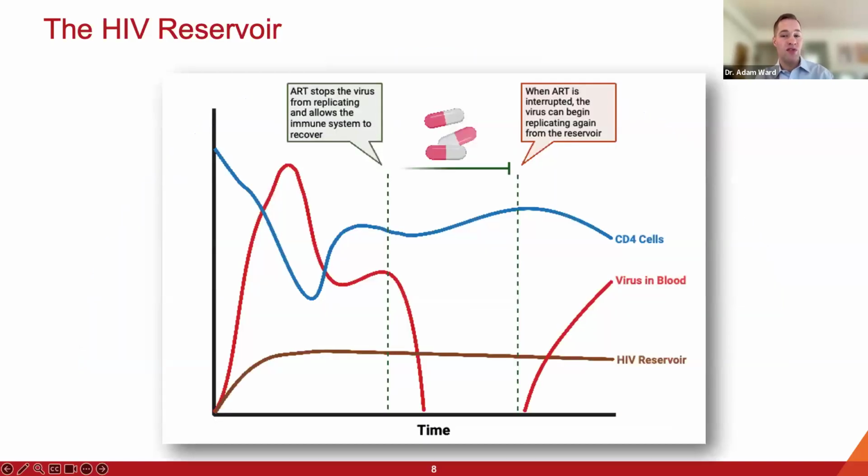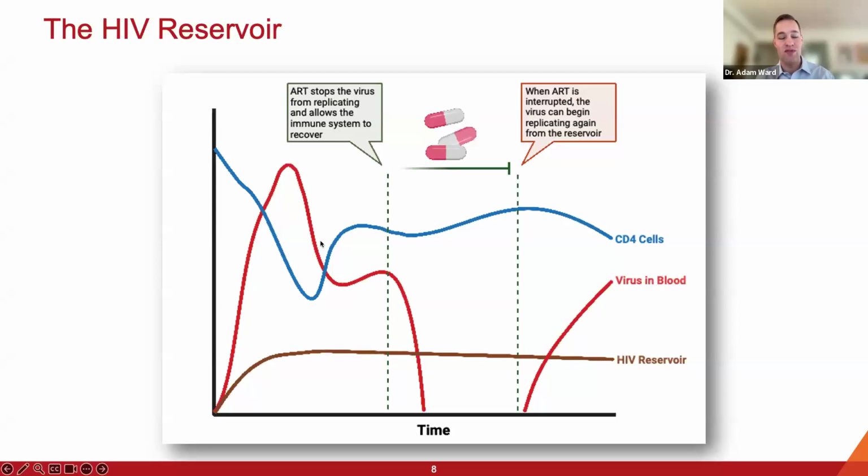Okay, so I made this figure to illustrate the clinical relevance of the HIV reservoir, which is that it serves as a source of viral rebound upon therapy interruption. Here, when someone first acquires HIV, I've shown virus levels in blood in red. Virus levels in the blood increase exponentially to what we call peak viremia.